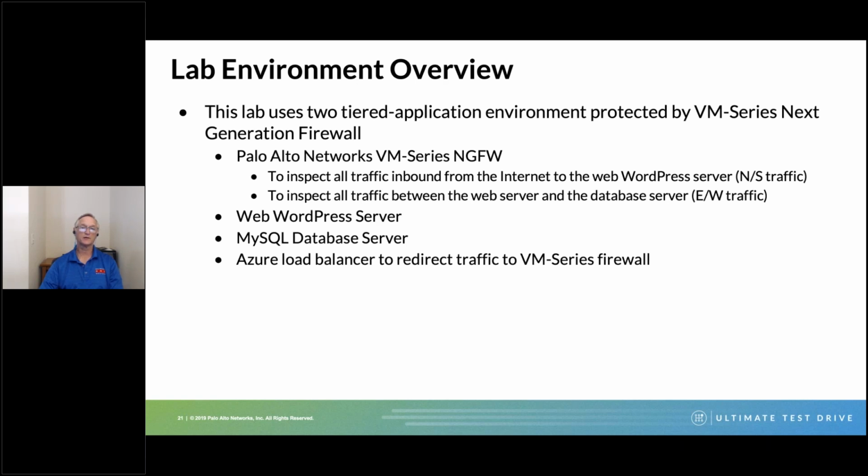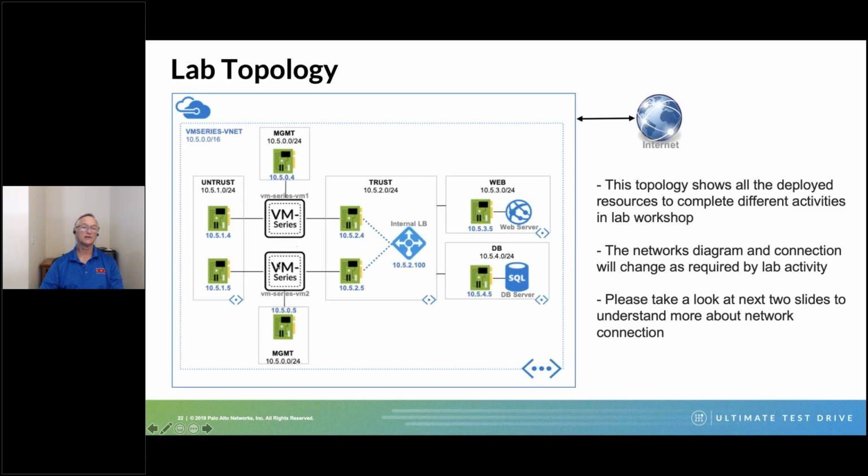So here's the topology that we have. We have the VM-Series, we have the untrusted environment, and the management networks with management addresses for each box. We have the trust environment. Then we have the web server and we have the database server. So this is the deployment that we're going to use for the initial sections of the lab.